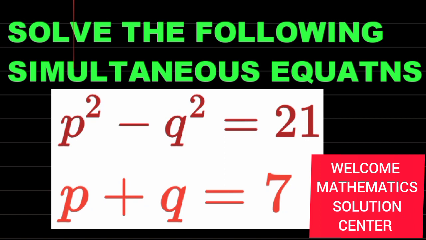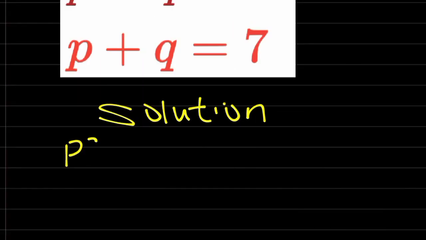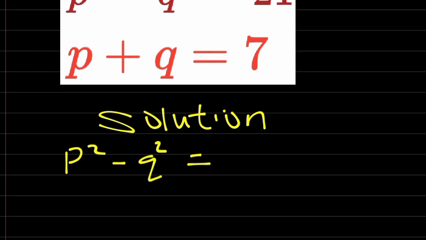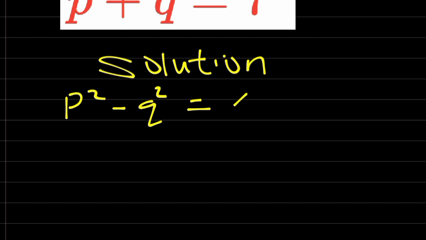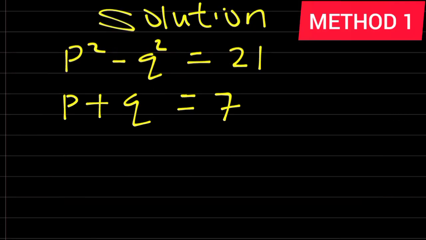Today, we are going to be looking at a question that says, solve this following simultaneous equation. P squared minus Q squared is equal to 21, and P plus Q is equal to 7. We are going to solve this simultaneous equation using two different approaches. P squared minus Q squared is equal to 21, and P plus Q is equal to 7. Method number 1.